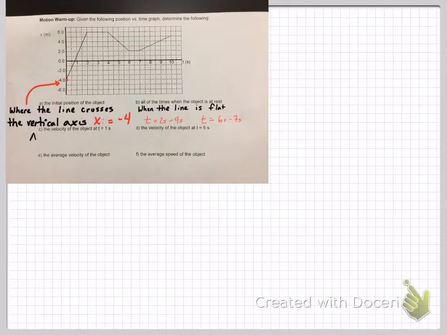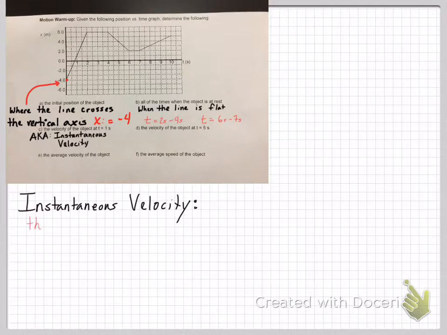The next part is we need to find the velocity of the object at time equals 1 second. This is also known as instantaneous velocity. Instantaneous velocity is the velocity of an object at a certain instant, or at any given time. We've given you the time as 1 second. So we have the velocity of an object at a precise instant in time, and it's also the slope of the line segment.